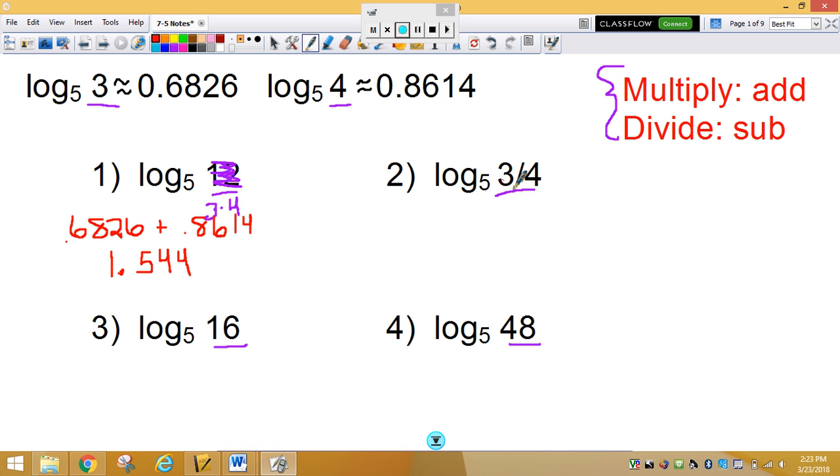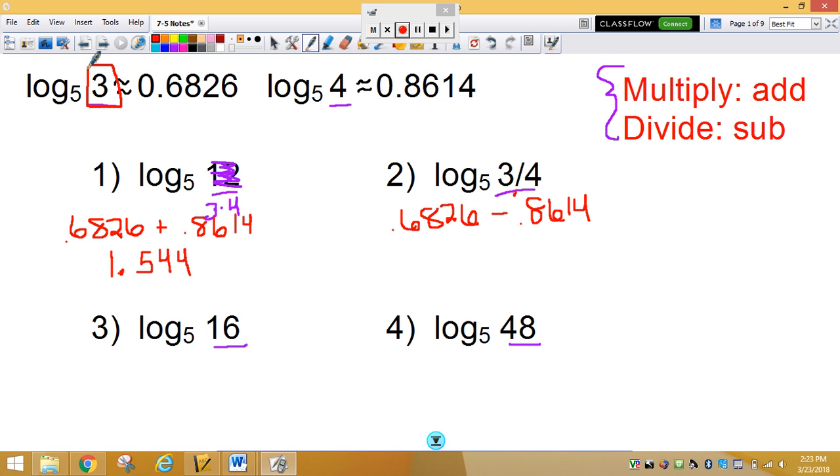Okay, let's do another one. Log base 5 of 3/4. Well, I don't even have to reduce this. It's already reduced. I'm using a 3 and I'm using a 4, and they are dividing. So I'm going to take log base 5 of 3. That's right here. It is 0.6826. Dividing means that I'm going to subtract. And log base 5 of 4 is 0.8614.